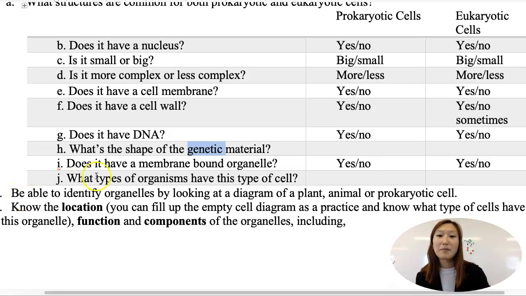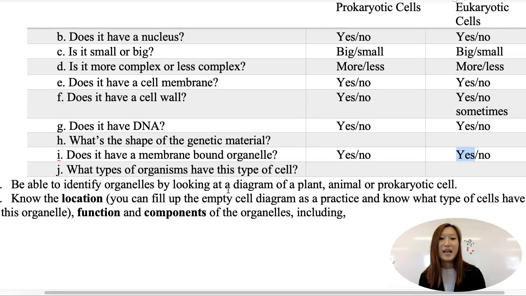a DNA. Does it have a membrane-bound organelle? Membrane-bound organelle means that some of the organelles are made out of membranes, the same type of membrane that the cell membrane is made out of. Prokaryotes do not have membrane-bound organelles. For example, Golgi body, the ribosome, no, not the ribosome. Ribosome is not membrane-bound. The chloroplast, mitochondria, those are all membrane-bound organelles, and those don't exist for prokaryotic cells. Eukaryotic cells do have membrane-bound organelles.